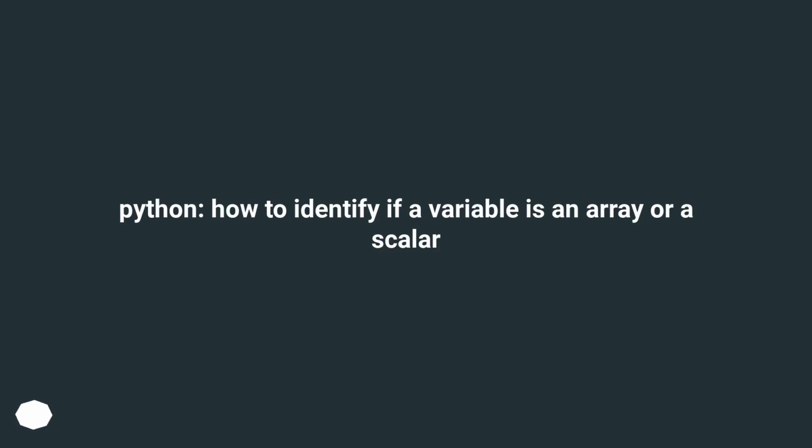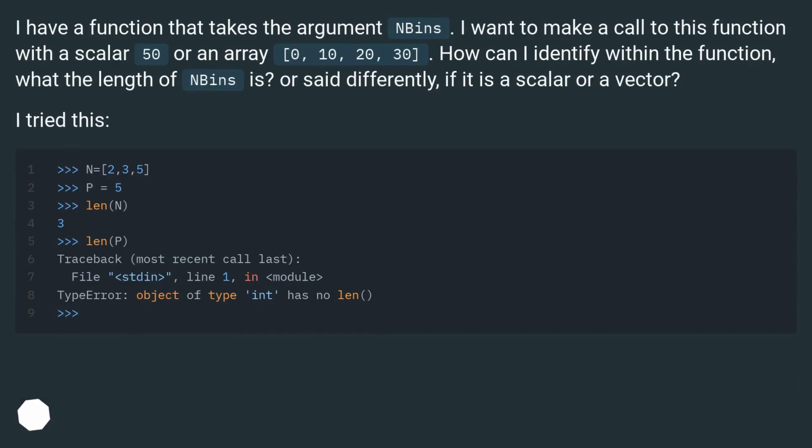Python, how to identify if a variable is an array or a scalar. I have a function that takes the argument bins. I want to make a call to this function with a scalar 50 or an array 0, 10, 20, 30. How can I identify within the function what the length of bins is? Or said differently, if it is a scalar or a vector?